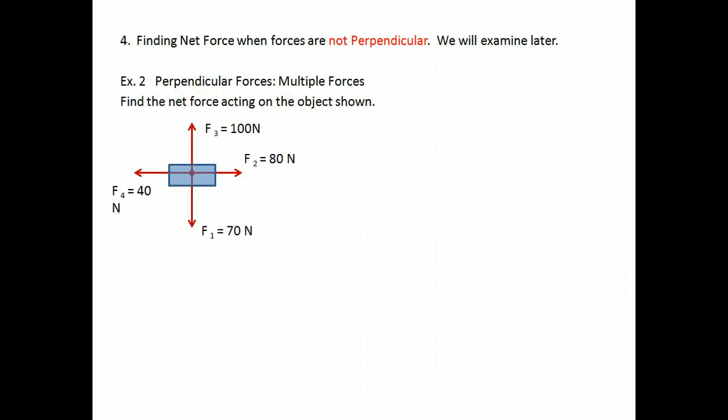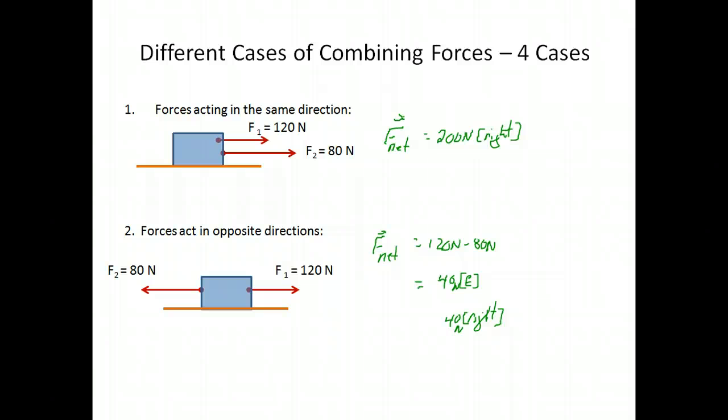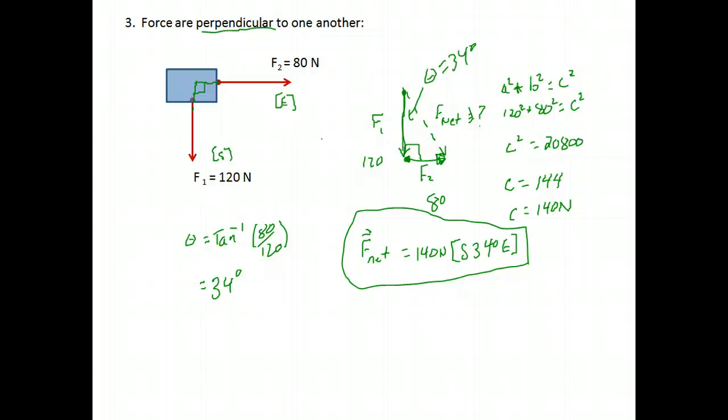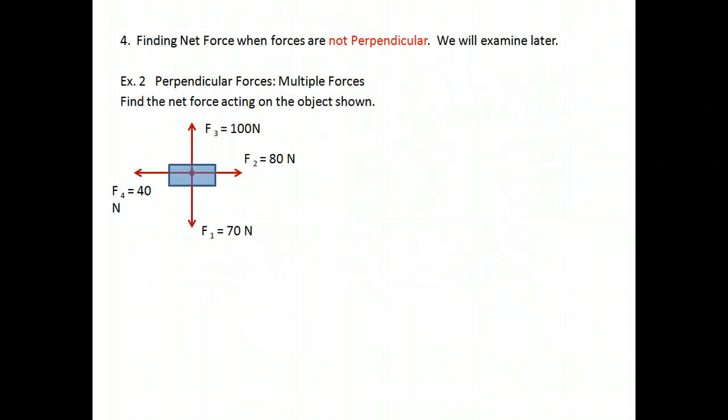Next one. The fourth way which force can act is that the forces are not perpendicular at all, and we'll examine that later. So again, quick review back. We have forces in the same direction. They can act in opposite directions. They could act perpendicular to one another, or we'll have cases where they're not going to be perpendicular at all and just acting at different angles.